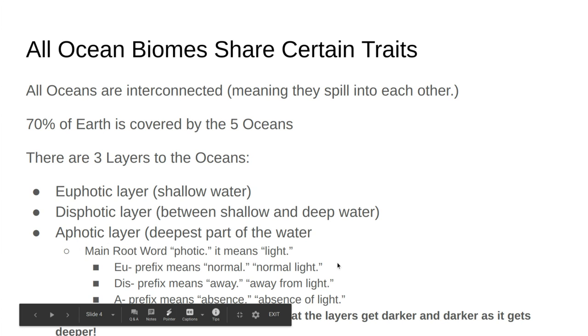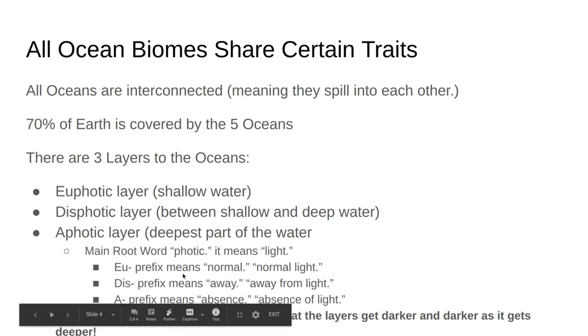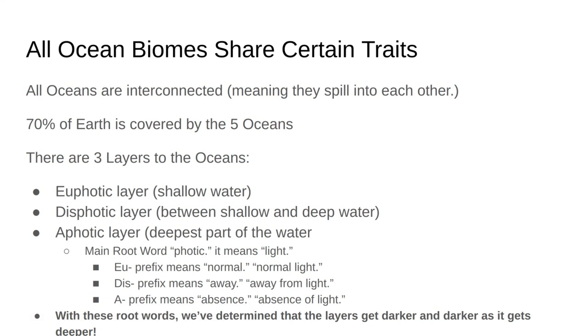Let's go through these words really quickly. The main root word here is photic, which means light. So how much light is getting to that layer. Prefix eu means normal, so that's normal light. So if we were to swim in that shallow section, we would still be able to see because there's light. Dis means it's getting away from light, so it's going to be darker as you get down to that middle layer. And then a meaning absence of light, meaning no light at all. No light, very dark. You will not be able to see down there.